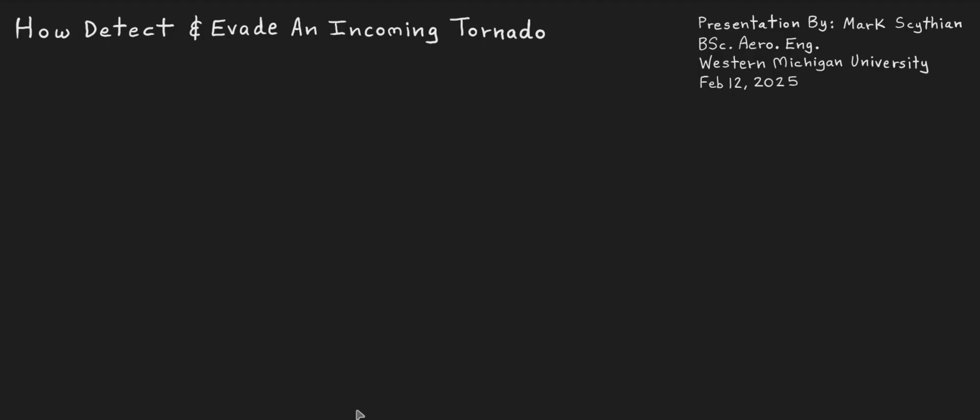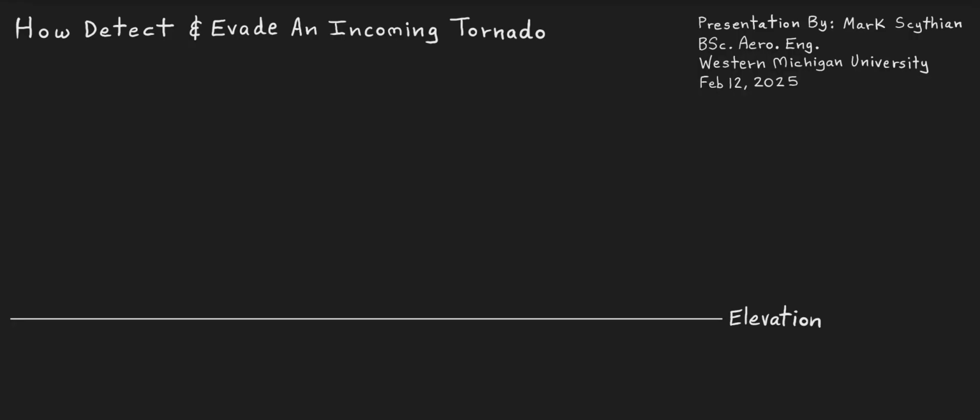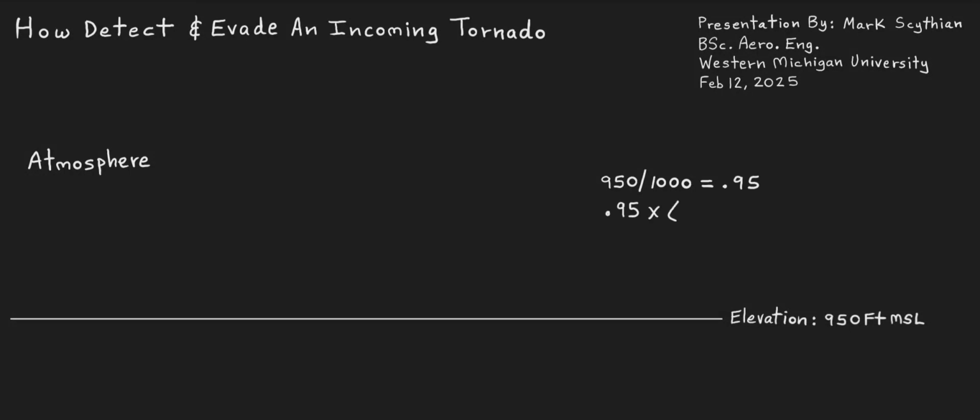All right, so here's the method to really detect a tornado before it becomes a problem. Find out your elevation, and for every 1,000 feet above mean sea level, up to 12,500 feet above mean sea level, you will lose 1 inch of mercury on the barometric reading.